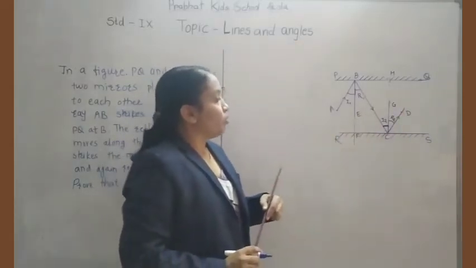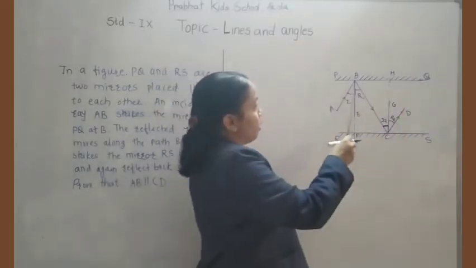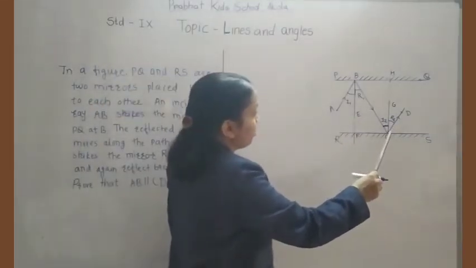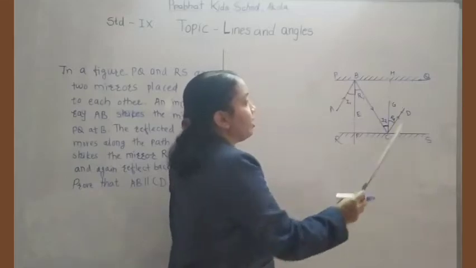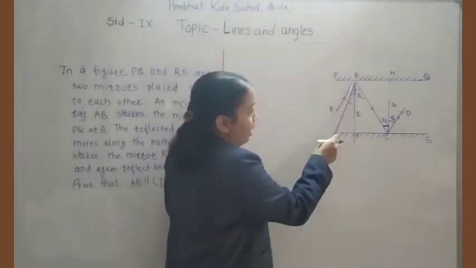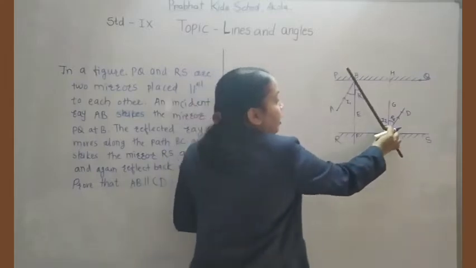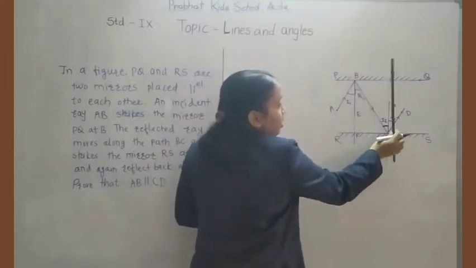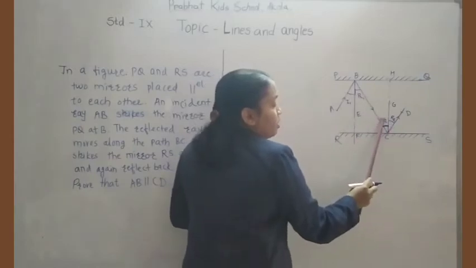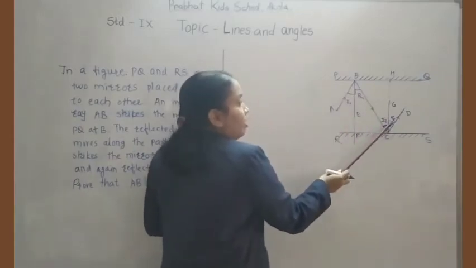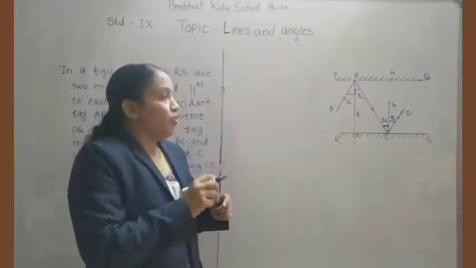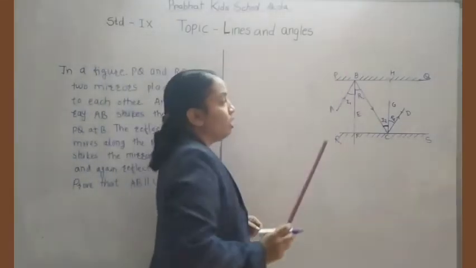Now what do we have to show? We have to show that AB and CD are parallel. If you observe, AB and CD, if we take BC as a transversal, and if angle B is equal to angle C, these are alternate angles, and if they are equal, then the two rays are parallel. For all this we have drawn the normal.